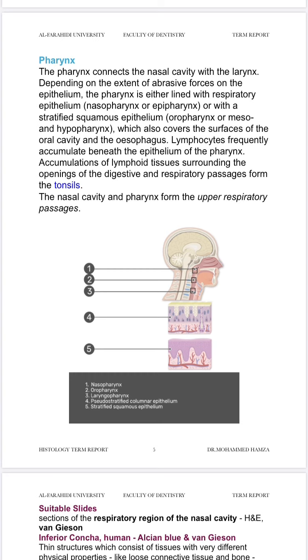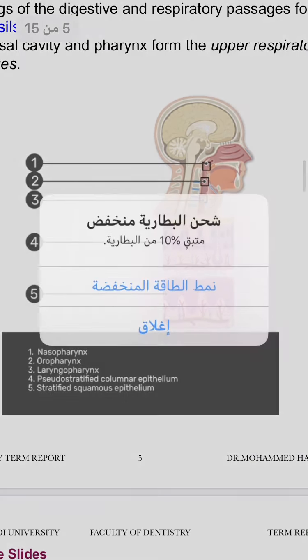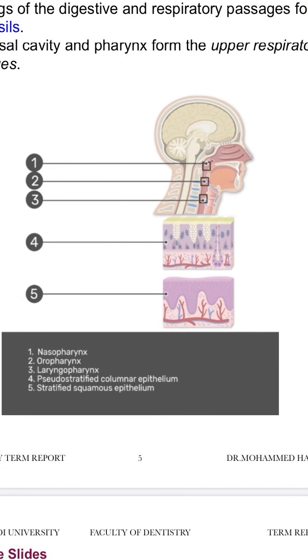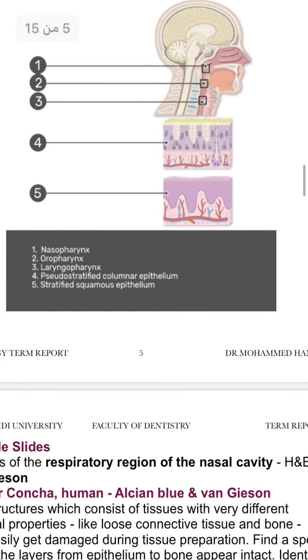Lymphocytes frequently accumulate beneath the epithelium of the pharynx. Accumulations of lymphoid tissue surrounding the openings of the digestive and respiratory passages form what are called tonsils. The nasal cavity and the pharynx form the upper respiratory passages. As we see in this figure, we have the oral cavity and the nasal cavity, and we move down the respiratory system. We see the epiglottis and the larynx and their cells.